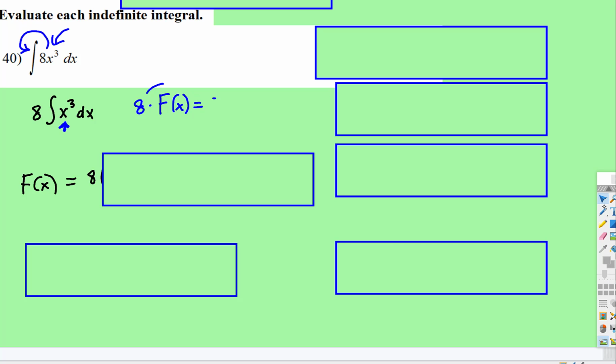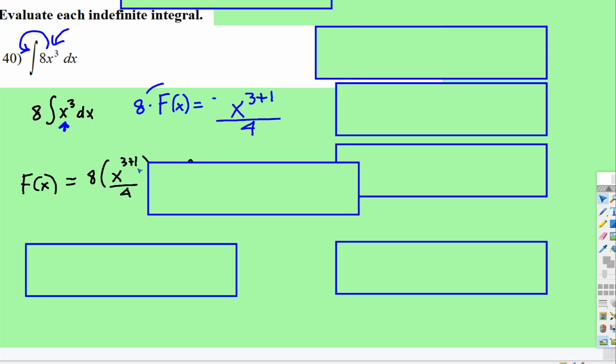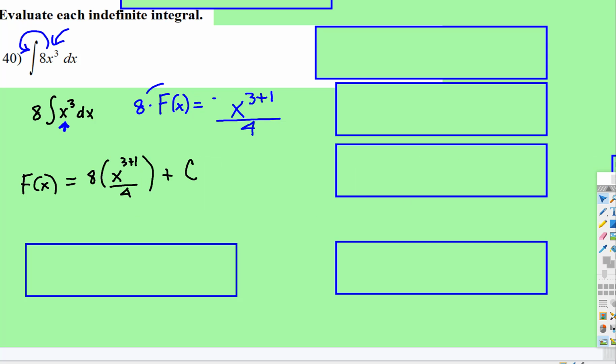and then start the process. Remember, if you've got the power rule, if you have an x cubed, you add 1 to the exponent, and then whatever those add up to be, divide by that number. So 3 plus 1 is 4, divide by 4. So we have x to the 3 plus 1, divide that by 4. You always tack on the constant, capital C, make sure that it looks like a capital C, and then go ahead and simplify.